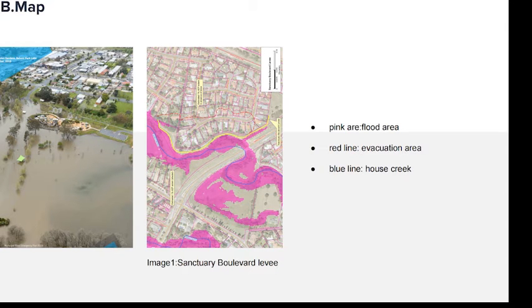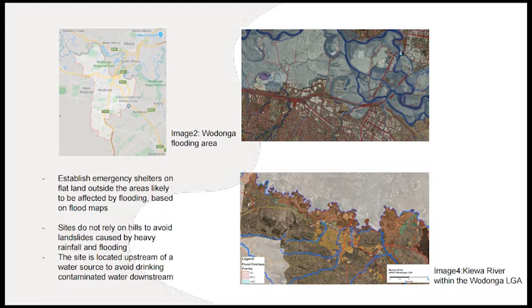The pink area we show on this page is the flood area, and the red line is the evacuation route. The blue line is the creek. According to the flooding map, our emergency shelter will be built on higher ground outside the area likely to be affected by flooding. So we researched the report of the local government.